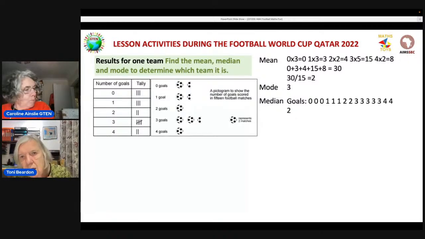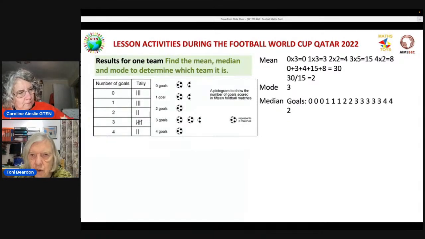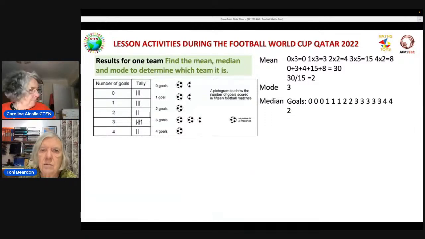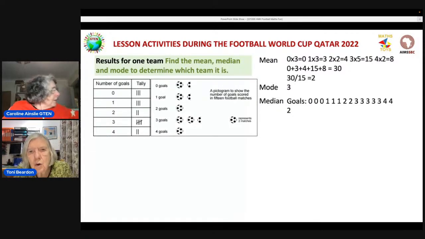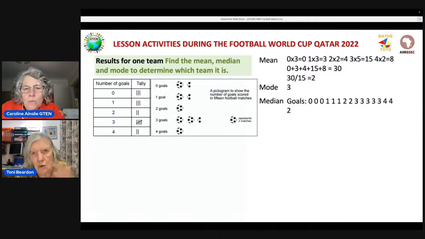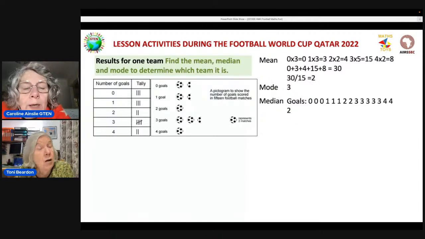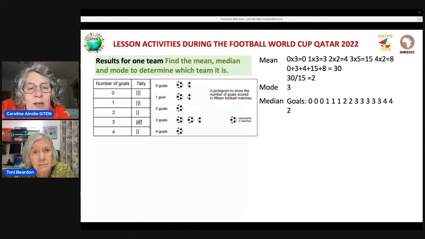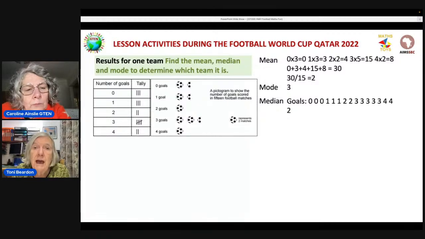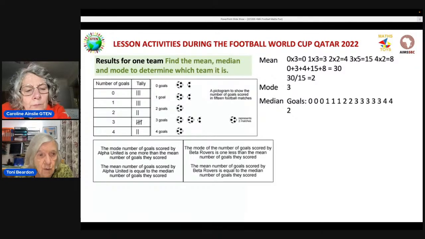And to get the median, you have to list the occurrences. 0 happens 3 times, 1 happens 3 times, 2 goals happens twice. You've got to list them in order and find the one in the middle. That's the median. So we won't calculate the mean. Well, you can see the median in the old-fashioned way, the way you learn in primary school, isn't it? You've actually listed them all out. Yes, but for the mean, you have to work out the total number of goals, which is 30, and divide it by 15, which is the total number of matches. So the mean is 2 goals per match.